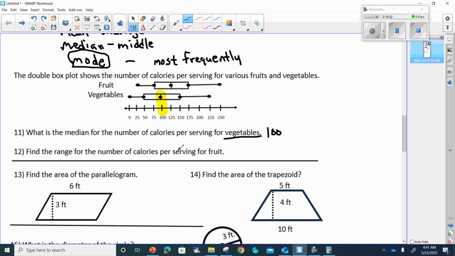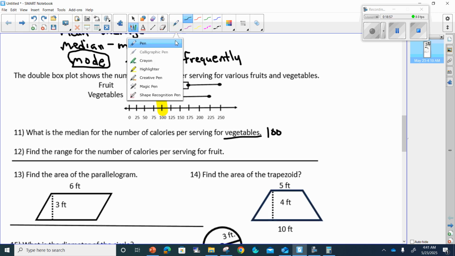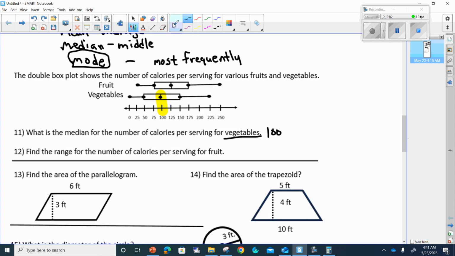Find the range for the number of calories per serving for fruit. Range means take the biggest number and subtract the smallest number. So for fruit, I'm going to take the biggest number, which is 225. Oh, sorry, we're talking fruit. Almost did it again. So for fruit, it's 250. The smallest number is 25. So 250 minus 25 will give us our answer.